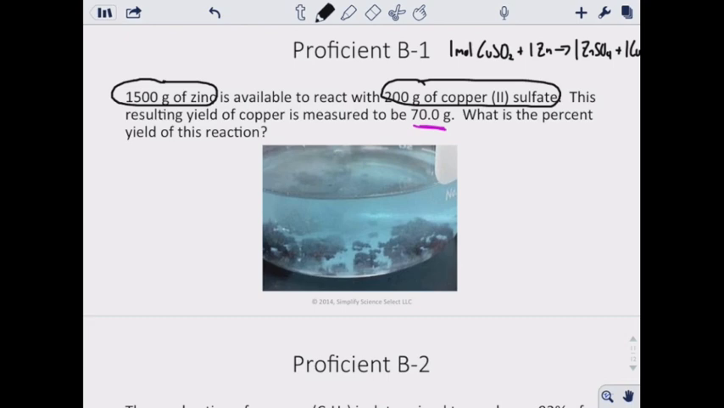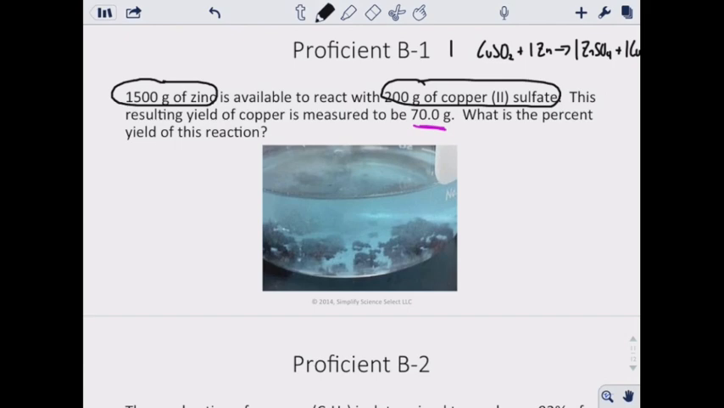The reason we can do this, and it's kind of a time saver, is that we see it's a 1-to-1-to-1 ratio. And there's just an enormous amount of zinc there. And so the 200 grams of copper(II) sulfate is going to be our limiting reactant. But let's just check and make sure.